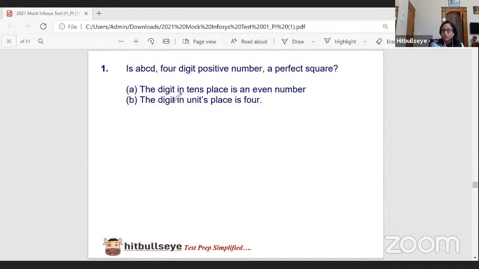Okay, let's see. Information A tells me that the digit in the tens place is an even number. So I know that this number is an even number. Does it tell me anything about this number being a perfect square or not? If I have an even number here, do I get the surety that it will always be a perfect square? You can think of an example. Just create any example.